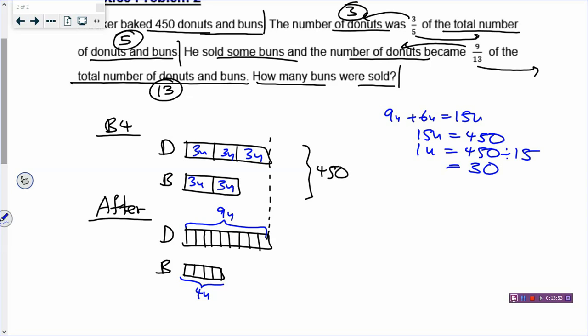Okay, how many buns were sold? You look at the buns at first, which is 6 units, and then the buns in the end, which is 4 units. And how many units do you sell? You have sold 2 units of buns, and 1 unit is 30, and then you times 2, and you have sold 60 buns. Okay, and that's how you draw out the problem, and then from the model you work out the steps. So it's not very hard actually.